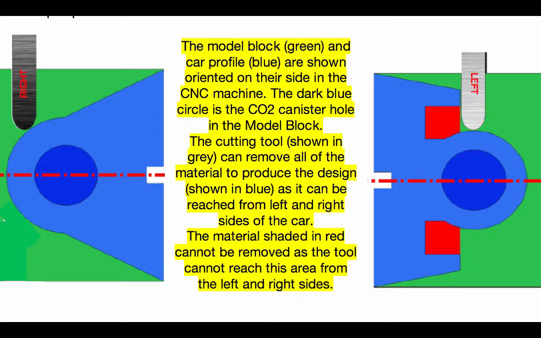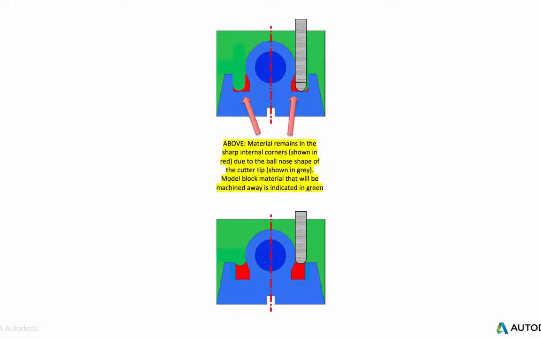The cutting tool can remove all of the material produced in the design shown in blue, as it can be reached from the left and right sides of the car. The material shaded in red cannot be removed, as the tool cannot reach this area from the left or right side. As pictured, it is possible to mount the model block in the CNC router oriented to allow machining from the car body top. This can then also be inverted to allow machining of the car body bottom if required.